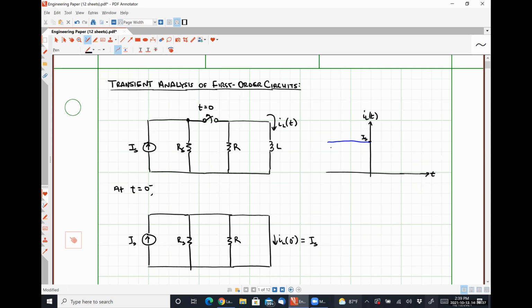This portion of time here is what's called a DC steady state condition, okay? Because the circuit is behaving as a DC circuit. As soon as we open that switch up, we are no longer at DC steady state because a change has occurred in our system. That changing system is called the transient condition. So for the time after our switch opens up, we have our transient condition.